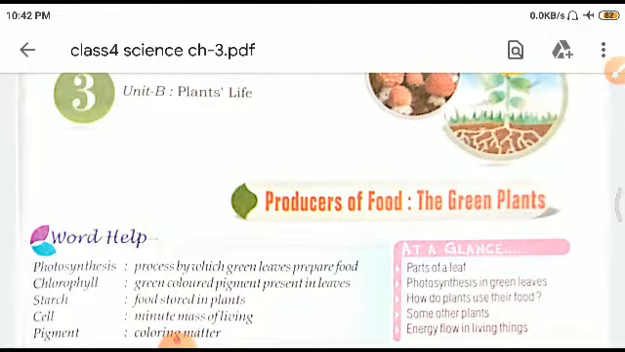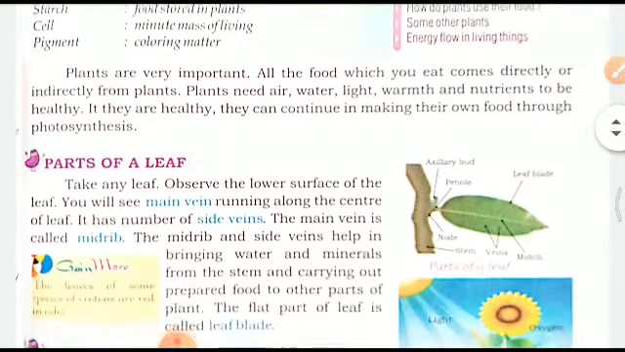And today we are on chapter 3, which is Producers of Food, the Green Plants. Right, children, we all see green plants all around us. We feel very happy. But do you all know that they are the main producers of food? Had there been no green plants, then the food chain would stop, right? So let's begin. Plants are very important.